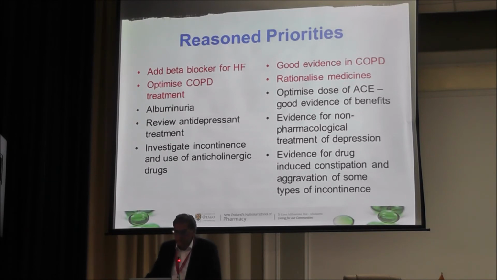Some of the other aspects, as I say, is to optimize the dose of the ACE inhibitor for the albuminuria and perhaps look at why the antidepressant is not working. Is there a lack of non-pharmacological treatment, for example? And importantly, we're seeing more and more of this in older patients, is to review the burden of anticholinergic drugs. Anticholinergic drugs cause a lot of problems in older patients and in patients with comorbidities because they have a range of adverse effects. So these are just an example of how this process can work.